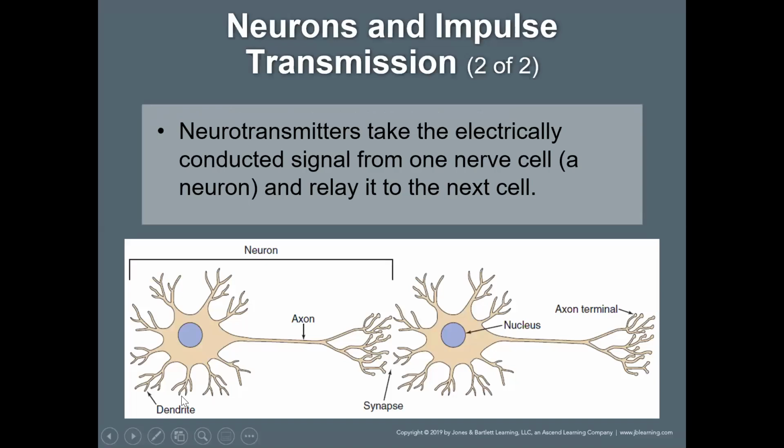All right, so here is a picture of two neurons. You can see that the neurotransmitters take the electrically conducted signal from one neuron and relay it to the next neuron in that synaptic gap or cleft there. Some of the neurotransmitters that we know about: dopamine, acetylcholine, epinephrine, serotonin, norepinephrine, all those are neurotransmitters. And nerve cells respond to these signals by firing or not firing. They either move or they don't.